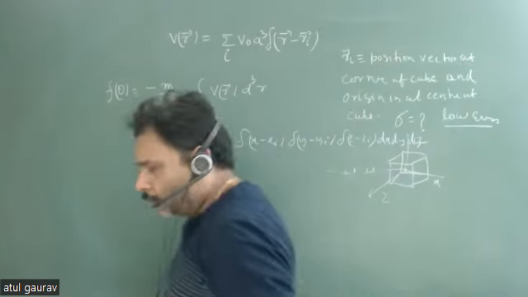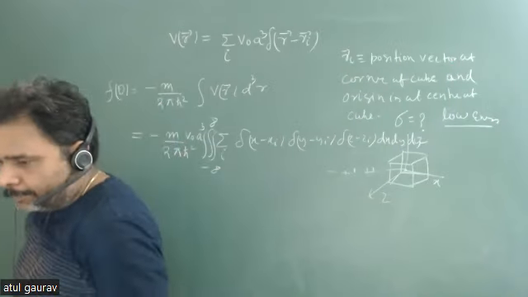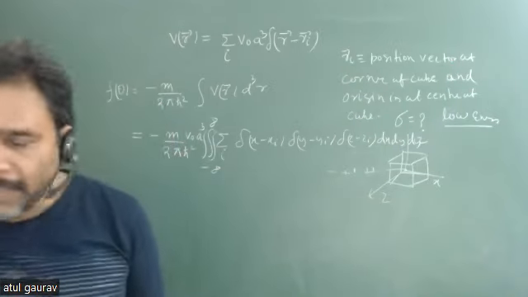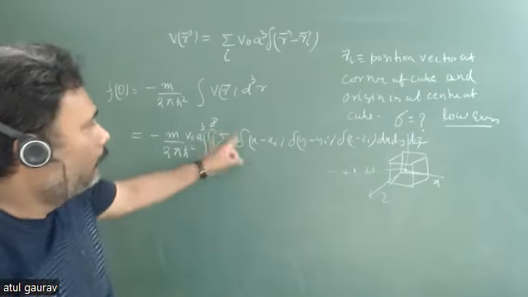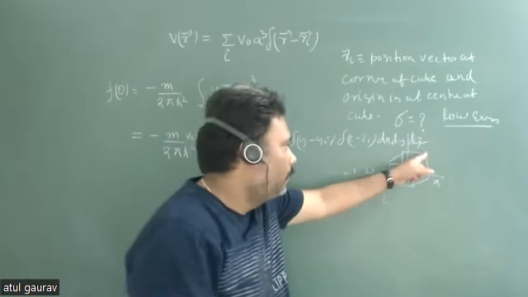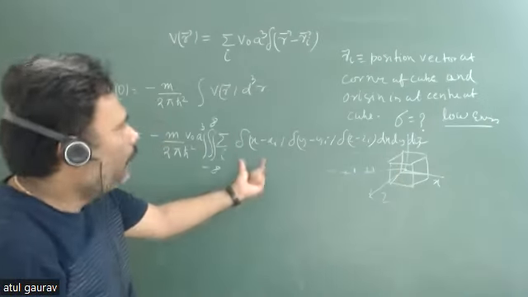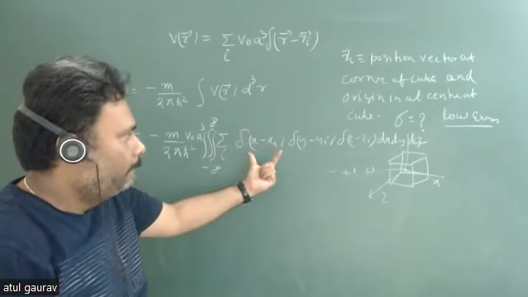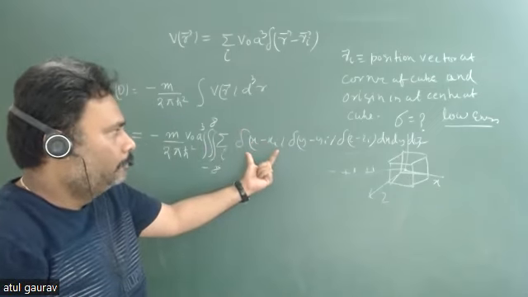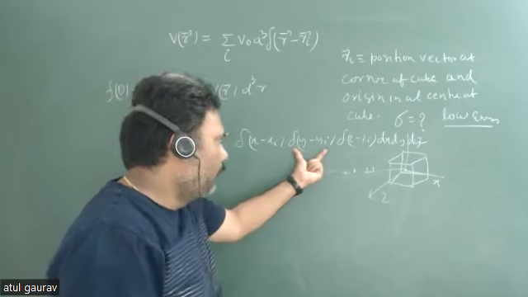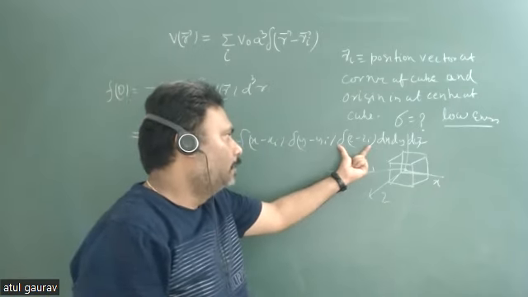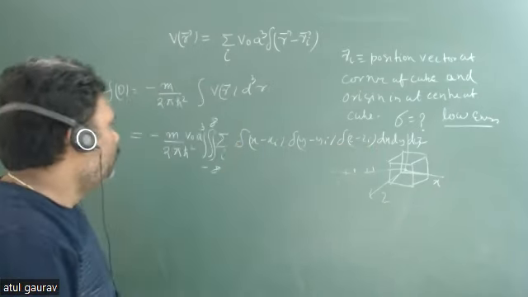How much time do you have to go for this integration? 8 times. Very good, because you have to integrate for each and every corner. 8 times. So what will happen to one integration? dx will come to this, dy will come to this, dz will come to this. What will happen to one particular integration?